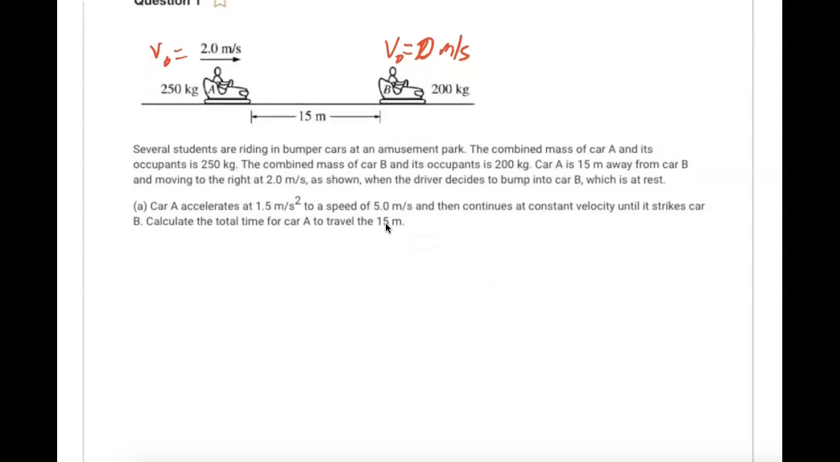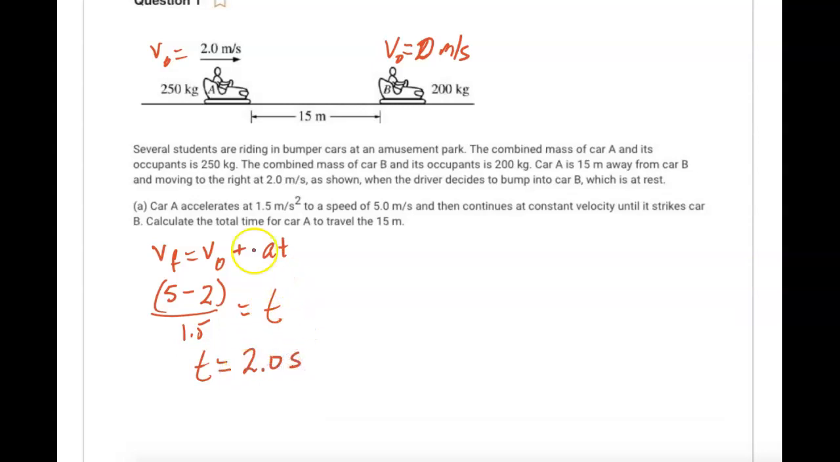So let's go ahead and attack that part of the problem. We know that the final velocity is equal to the original velocity plus acceleration times time. If I want to find out what's going on here, I know that the final velocity is 5. We're going to subtract our V0, 2 meters per second, and then divide by our acceleration, which is 1.5 meters per second squared. If you do that, you're going to end up with a time. So our time here is equal to 2.0 seconds. But remember, that is just the time to accelerate.